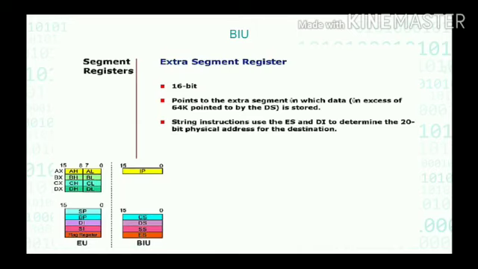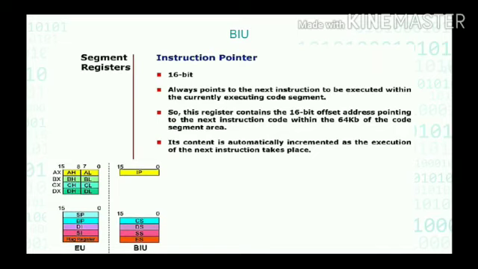Next one is instruction pointer. It is also a 16-bit register. It always points to the next instruction to be executed within the currently executing code segment. So this register contains the 16-bit offset address pointing to the next instruction code within the 64 KB of the code segment area. Its content is automatically incremented as the execution of the next instruction takes place.